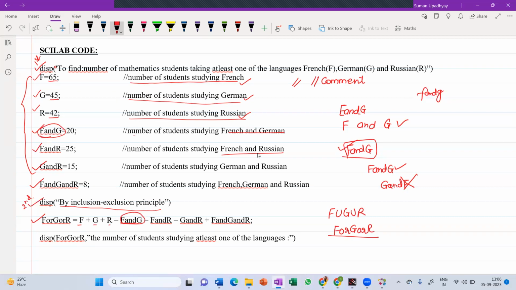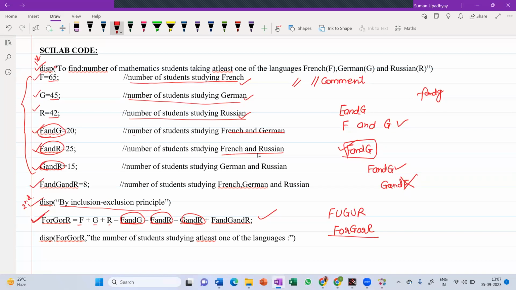Then I have taken F and R. Here also I will write F and R. Then I have taken G and R. Here also I will write G and R, plus F and G and R. So this is the principle of inclusion-exclusion formula. And these values I have stored in a variable F or G or R.